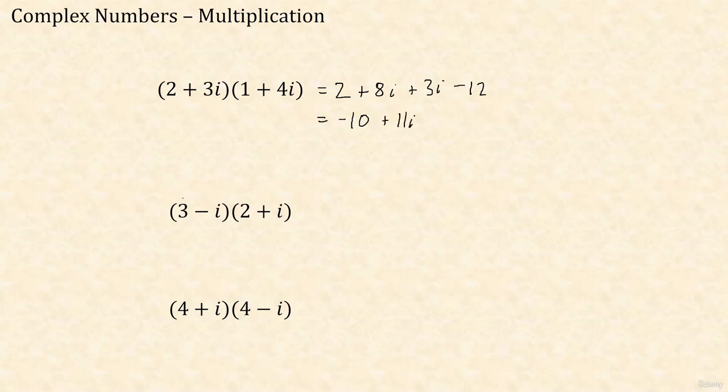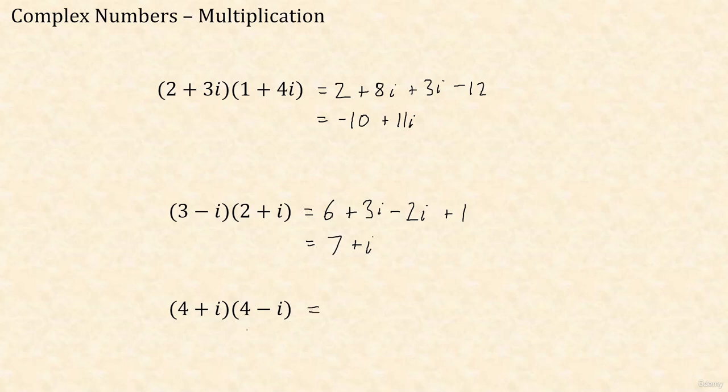How about this one? 3 times 2 is 6. 3 times i is 3i. Negative i times 2 is negative 2i. And negative i times i, well, i times i is minus 1, and there's also another negative, so that becomes positive 1. Group it all up, and I've got 6 plus 1 is 7. And 3i minus 2i is plus i.